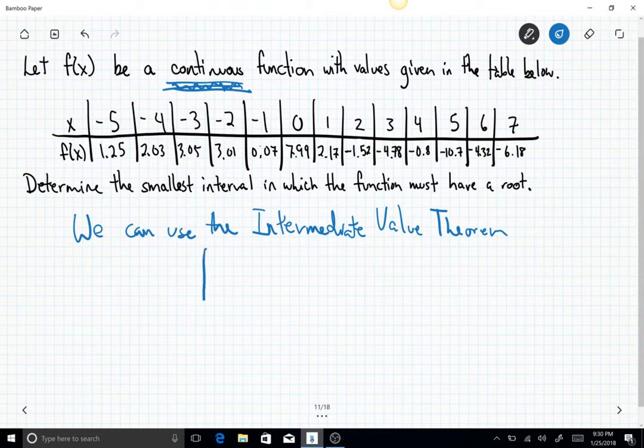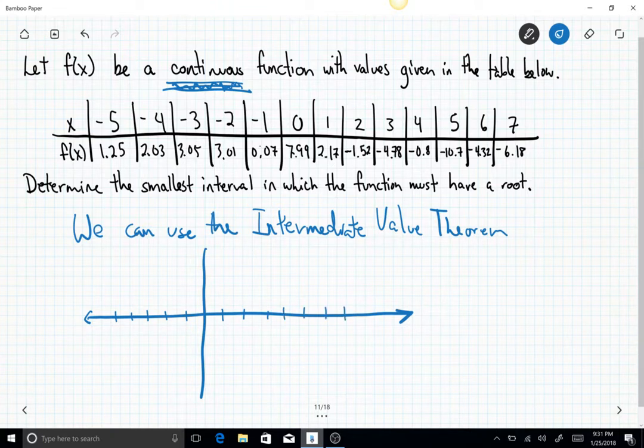So while we might have this crazy looking graph, I'm not so concerned on these being labeled appropriately on this grid line, but notice at -5 you have 1.25, so let's say it's somewhere here. -4 is 2.03, so something like that. -3 would be 3.05, and I'm not saying you actually had to graph this, I just want to try and illustrate some things. And then you have 3.01, and then you have something that gets really close here, and then 0 is back up to 7.99, so let's say it's way up here. 1 is 2.17, so maybe somewhere in there.